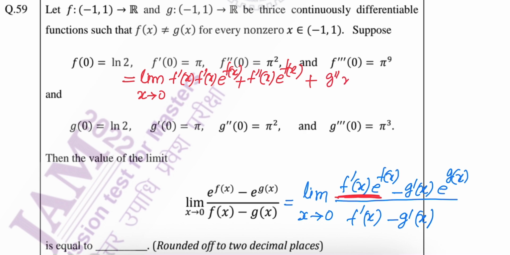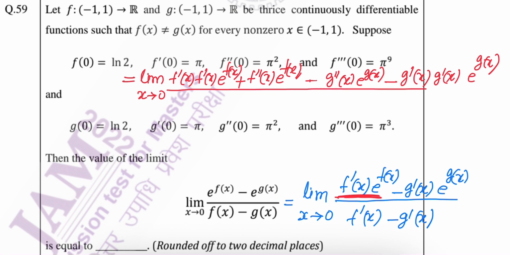Differentiation of this one will give us g dash x e to the power gx, sorry, here is minus, you see here minus, so here will be minus g dash x into g dash x e to the power gx. And in the denominator it will be now f double dash x minus g double dash x.